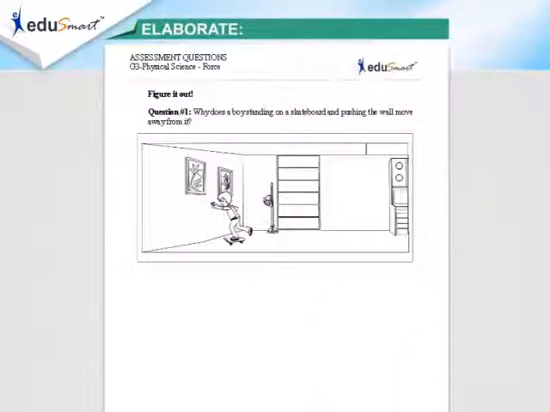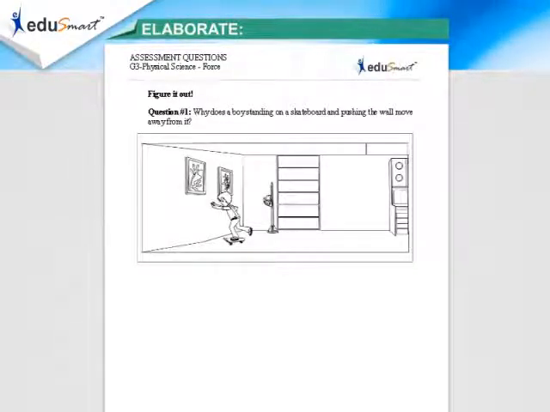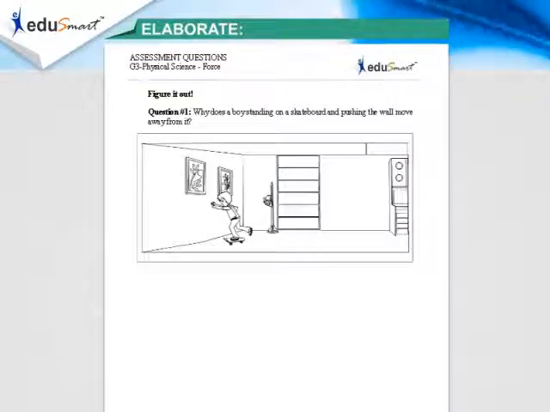To elaborate on the topic, you could now revisit the journal questions and student responses from the Engage step. Allow students to reevaluate their responses using the key terms and share their revised responses with the whole class.